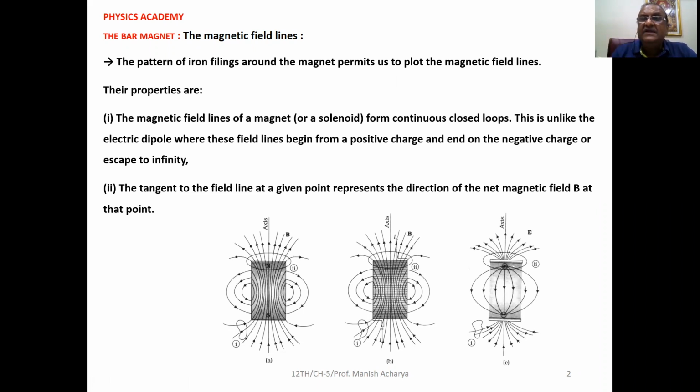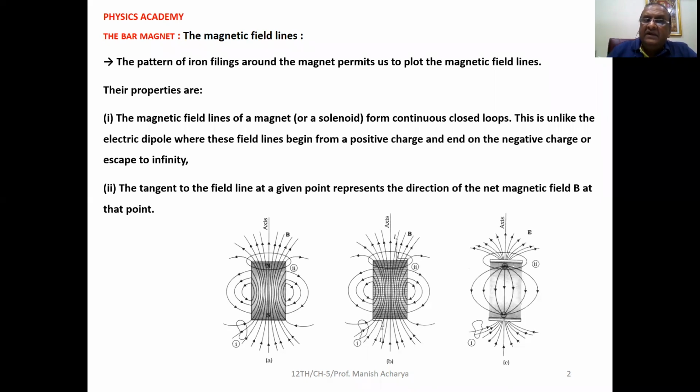But if we think about the electric dipole, then we know this thing: electric field lines never form a closed loop. An electric field line comes out from the positive charge and ends at the negative charge. Again, it will not move from negative to positive. So it will never form a closed loop.